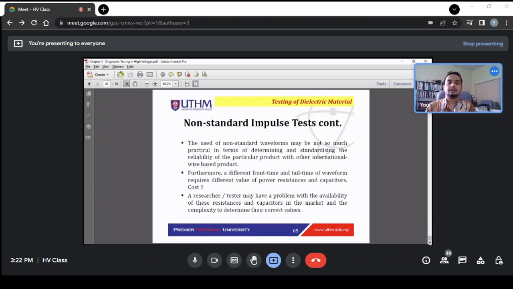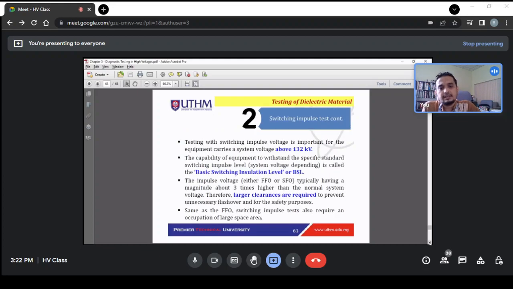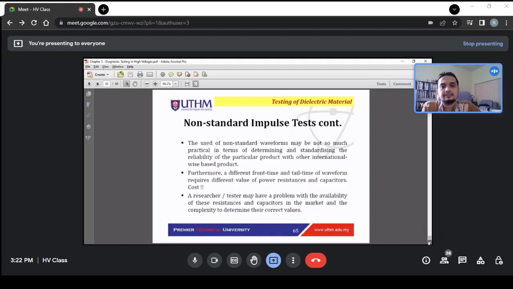What is non-standard? It does not comply with the switching or lightning impulse waveform. It can be that the times T1 and T2 are different. The rising time and the decay time are different. That is what we term non-standard. That could happen under temporary overvoltage. The non-standard impulse test is not really popular because it is subject to uncertainties.